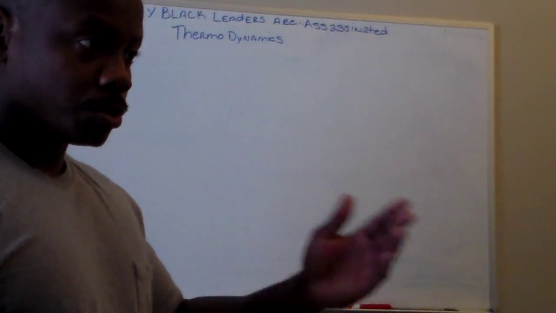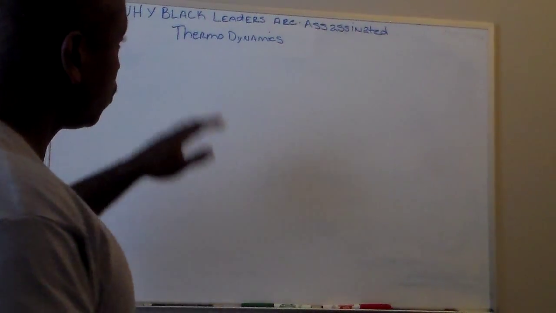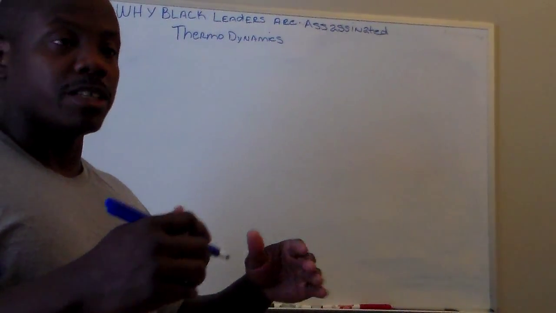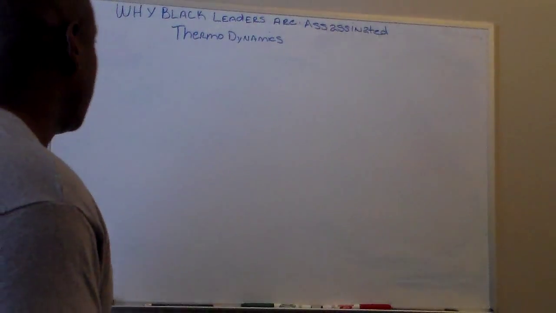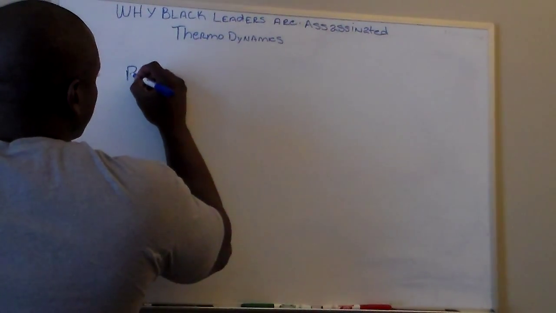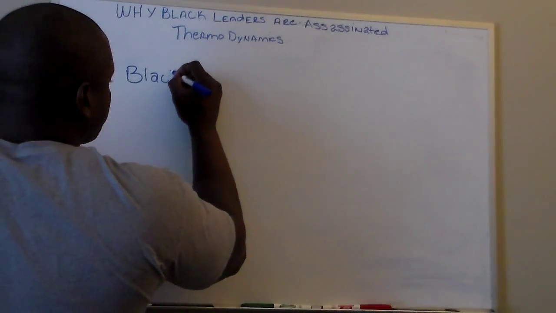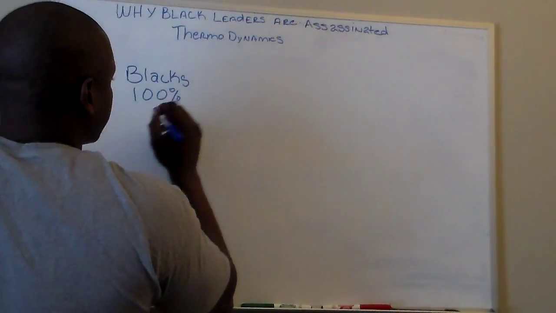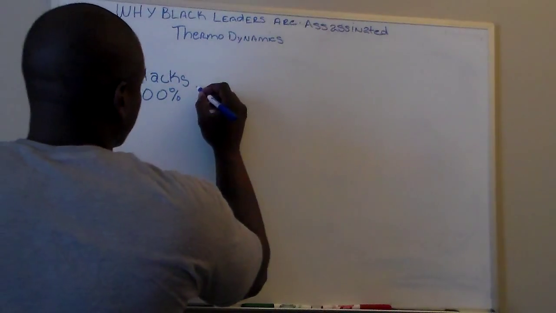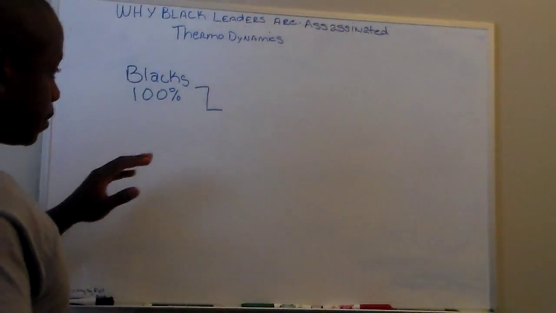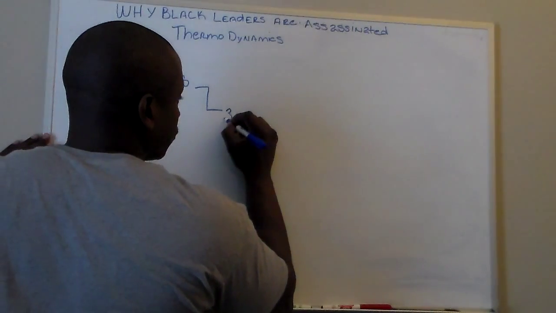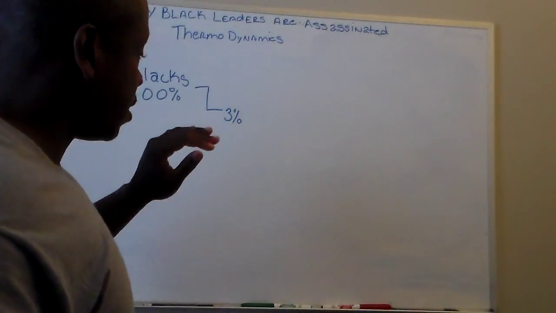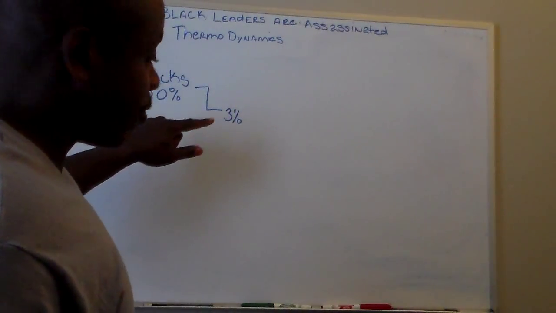All right, and so in order to understand that, we need to understand where the black masses, the black population, stand in the system of America. We say blacks have 100% potential energy. That's their productivity, 100% productivity. Out of that 100%, maybe 3% is allotted for blacks, or kicked back to blacks, to find their happiness.